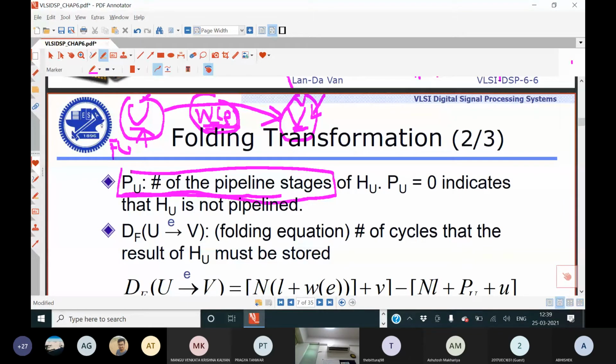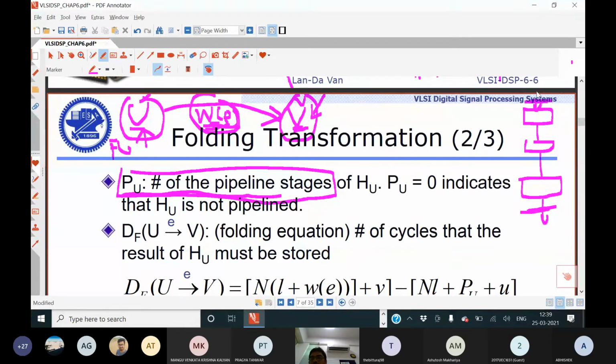Why is the pipeline stage of U required? If you remember the pipeline stage, if I have a 3-stage pipeline for one particular functionality, then the number of pipeline stages defines the number of clock cycle delays. If you remember our third chapter, where we discussed parallel processing and pipelining.